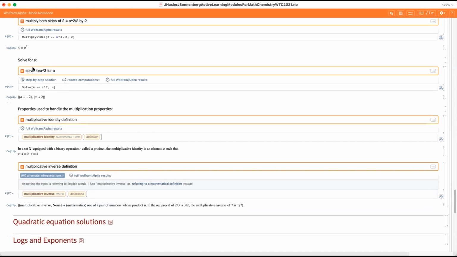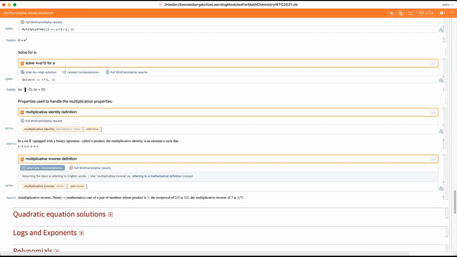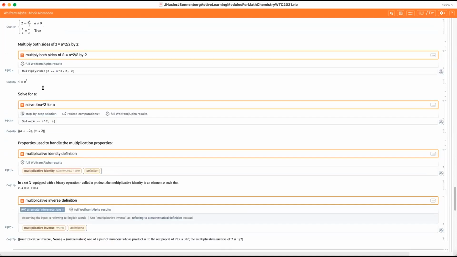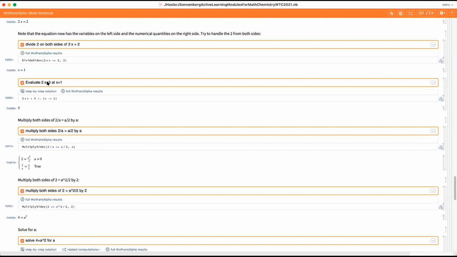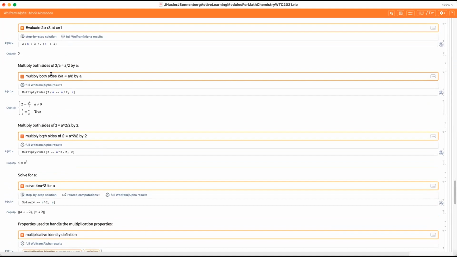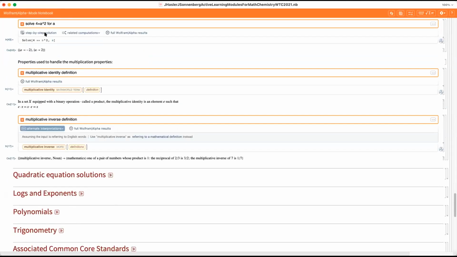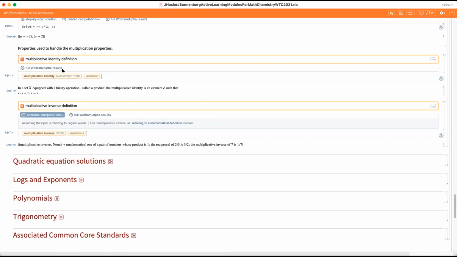Once you have that, you can solve for a. So we could type in, for instance, solve 4 equals a squared for a, and then we obtain -2 and 2. And again, if we had wanted to, we could go back and evaluate the formula at the given values, which would work the same way as in this linear case. At this point, the students might be wondering, how did we figure this out? Well, again, we used various mathematical definitions, and we can also get those definitions again. During these activities, we've seen that we're using multiplicative identities and inverses, and we can obtain that definition as well.